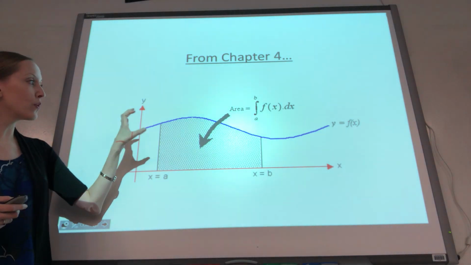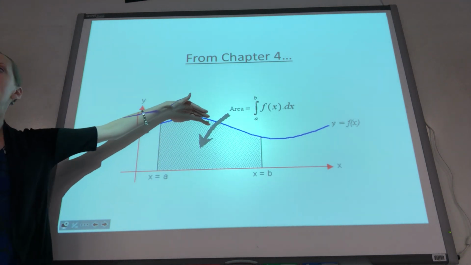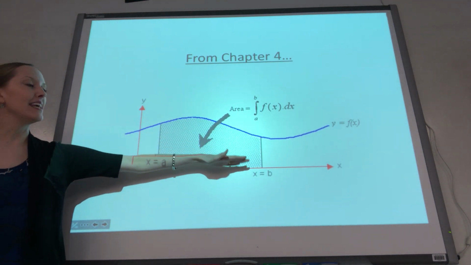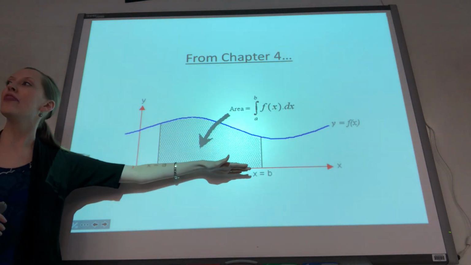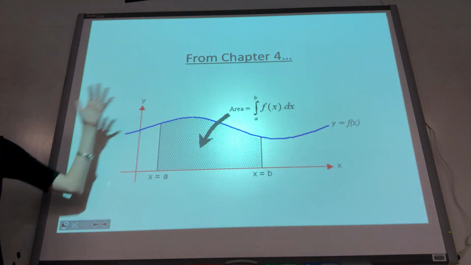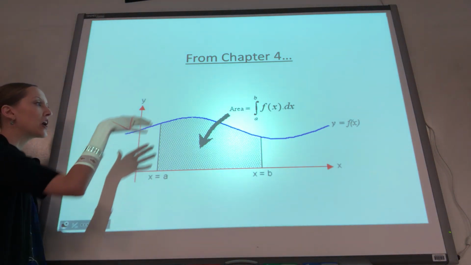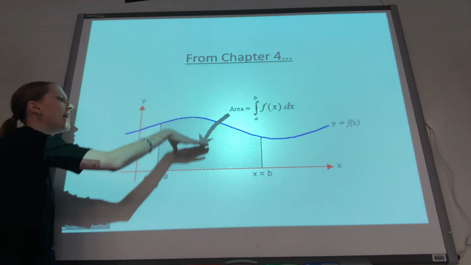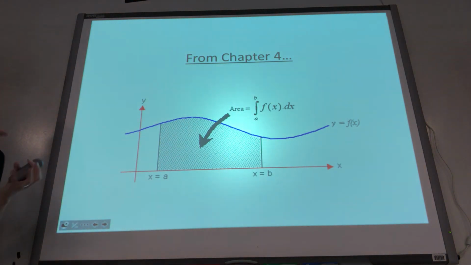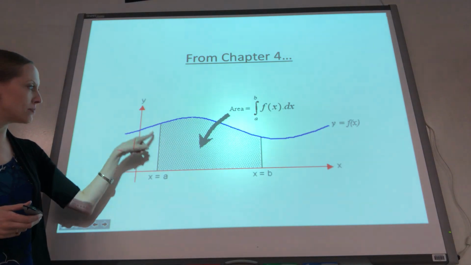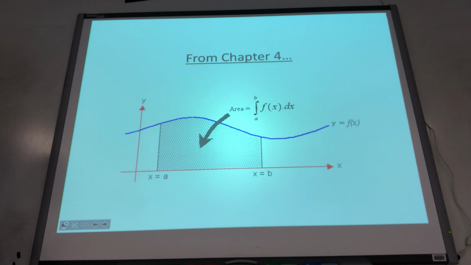Now, when we did this in chapter 4, it was always the area between a curve and the x-axis. On all of those problems, it stopped at the x-axis. That's where it gets a little bit different in chapter 6. It's not just the area between a curve and the x-axis. It's going to be the area between two curves. So the part down here will be some other kind of weird curve. And you got to find that area bounded in the middle.